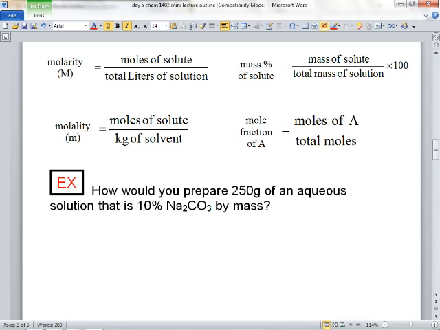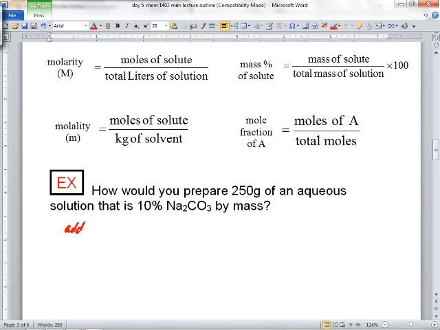Pretty much, you have to imagine yourself. You have to add, we're going to calculate that, how many grams of what? Na2CO3. You have to add, we're going to figure it out, that's why I left it blank, so many grams of Na2CO3, sodium carbonate, and dump it in water. We get how many grams total? Until you get 250 grams of solution.